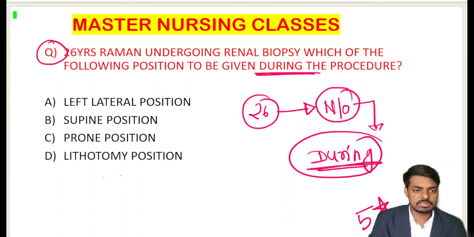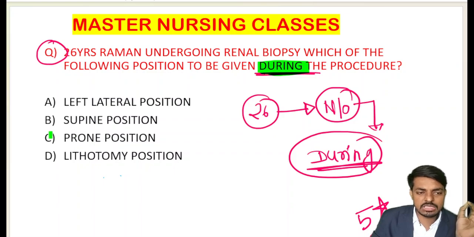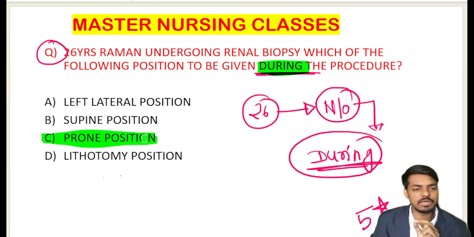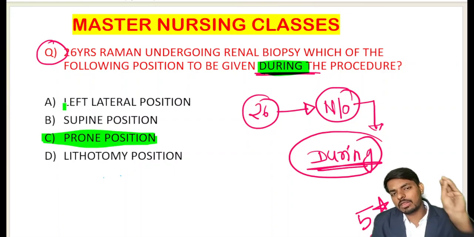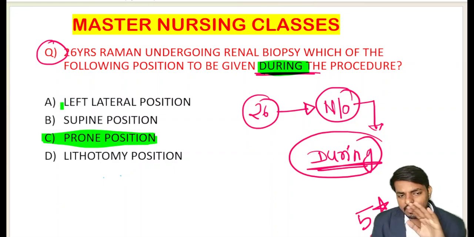Students, these questions can come in two forms. If the examiner asks about the position given during the procedure, your answer is the prone position. Whoever gave option C as the correct answer, your answer is 100% correct. And whoever gave the left lateral position, do ask for the explanation. We will not give the left lateral position even after the procedure, and we will not give it during the procedure either. We will avoid the left lateral position.